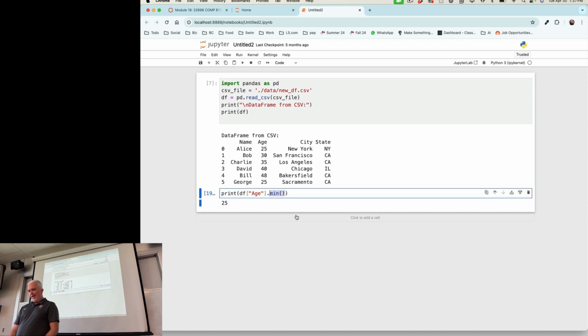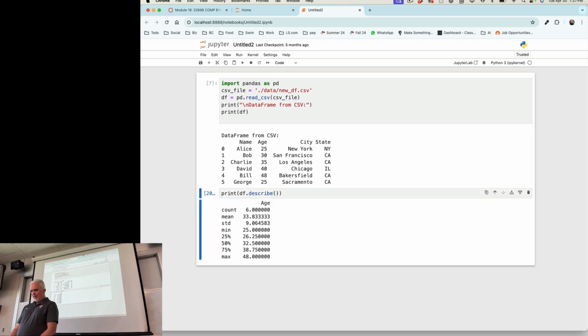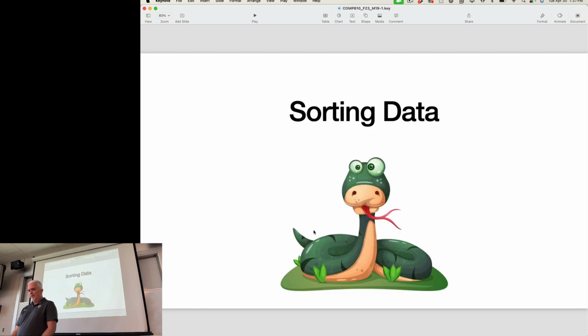Now, more often than not, I'm going to just use describe, because what that does is it actually just shows me all of the basic descriptive statistics. The count, there are 6 people, the mean, the standard deviation, the minimum, the 25, 50, and 75th percentile. That tells me how the data is shaped, okay? And the maximum age. So descriptive statistics tell us some things about it.